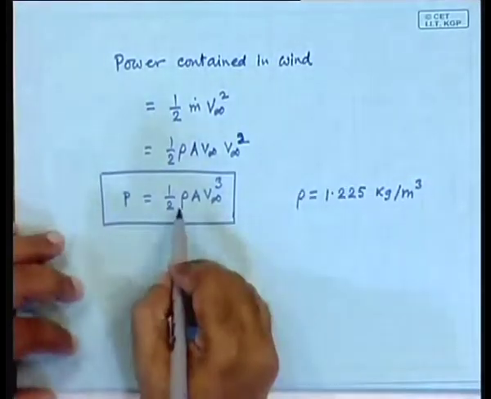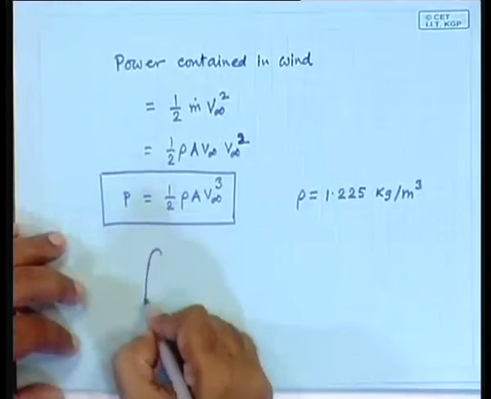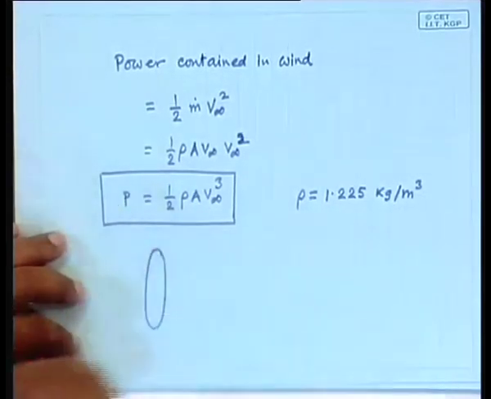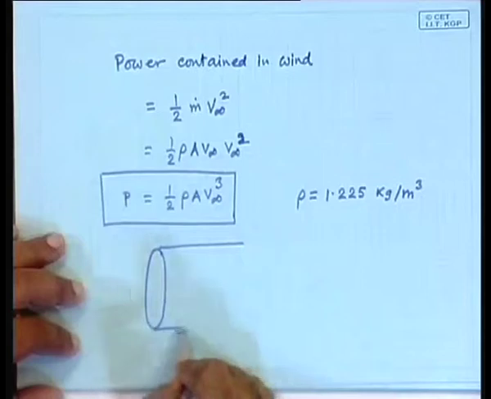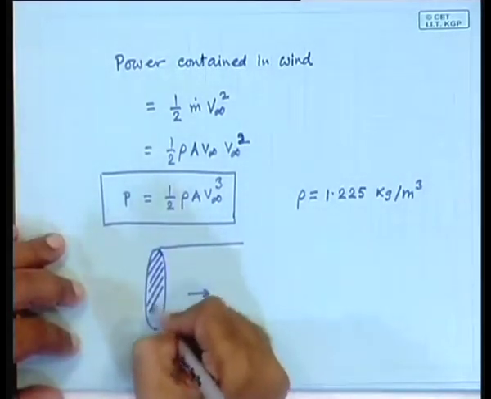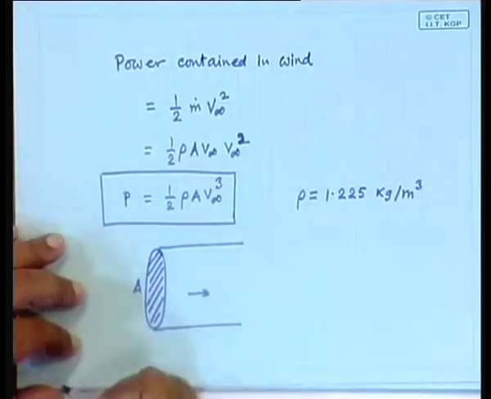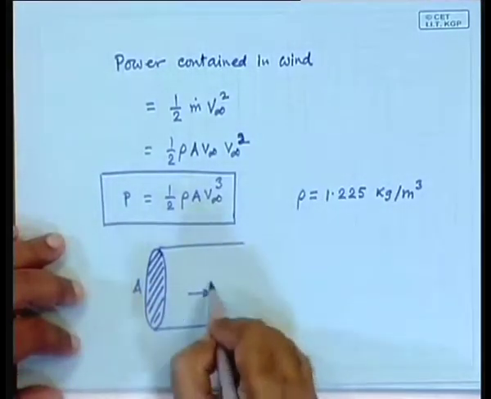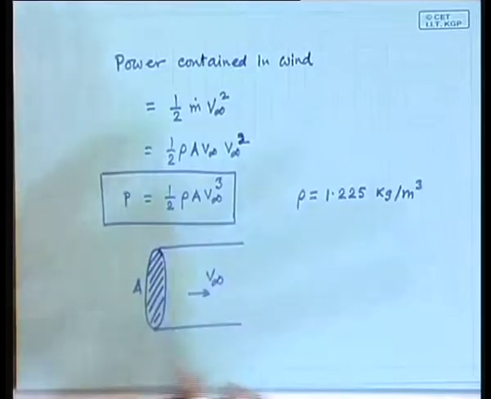Fine. So, you are essentially assuming that there is an area through which wind is blowing, and this is the area we are talking about. A, rho is this, and the speed at which it is blowing is V infinity. Then this pertains.